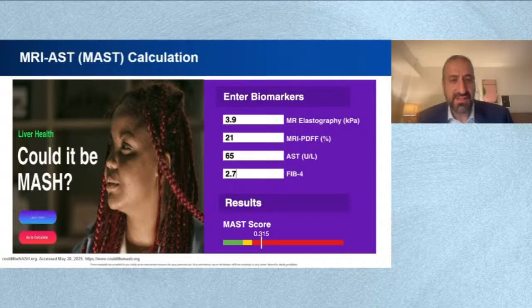And I utilize this website called coulditbemash.org, and it can help you with these calculations that utilize MR elastography and PDFF. And as you mentioned, the MAST score is similar to FAST, but we rely on PDFF, which is a more accurate measure of steatosis, MR elastography for fibrosis, and AST for activity.